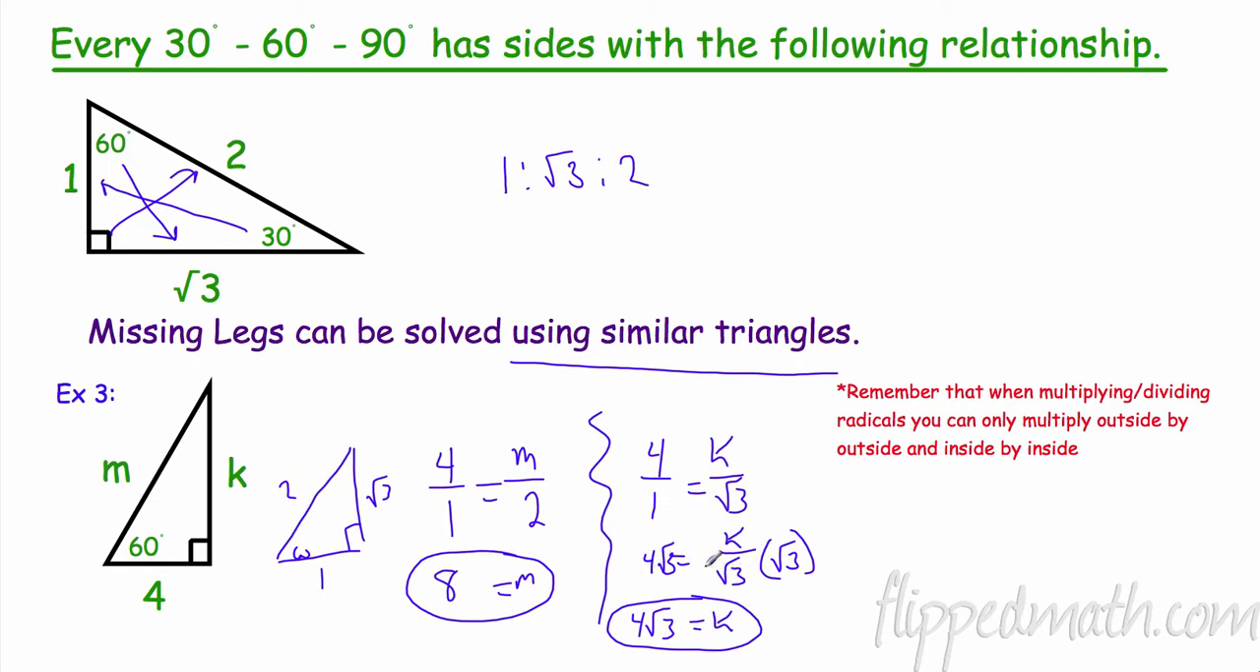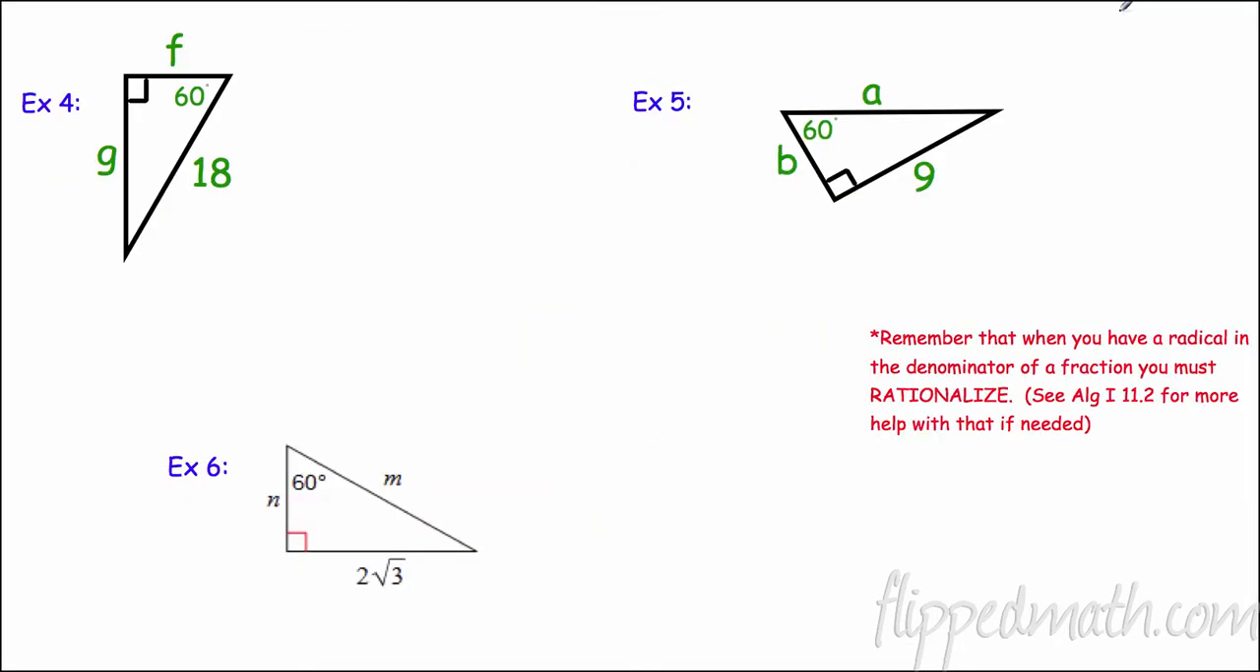If there was an outside part here, I would have multiplied it. If there was an inside part over here, I would have multiplied it. There's not. We'll get to some that have that, all right? But you can only multiply outside with outside and inside with inside. Now I'm talking about outside the radical or inside the radical. All right, so let's try another one here.